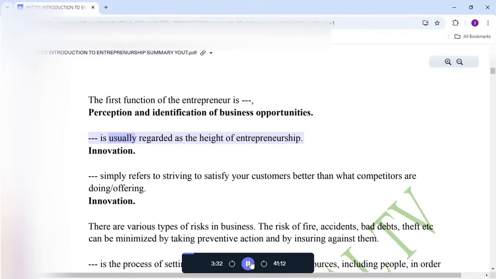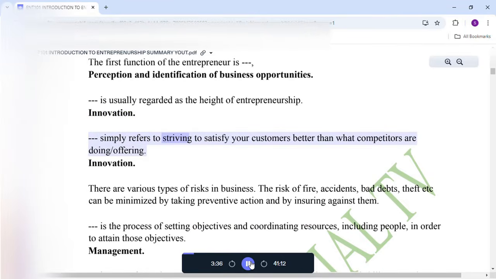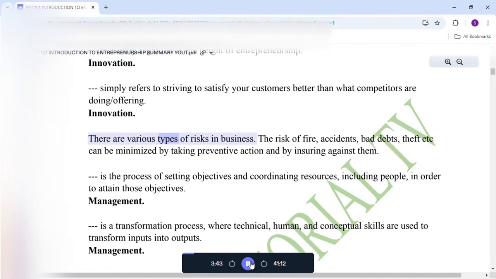Innovation is usually regarded as the height of entrepreneurship. Innovation simply refers to striving to satisfy your customers better than what competitors are doing or offering. There are various types of risks in business. The risk of fire, accidents, bad debts, theft, etc. can be minimized by taking preventive action and by insuring against them.